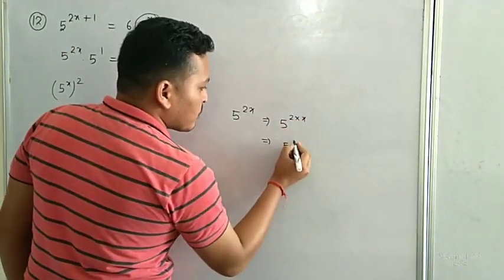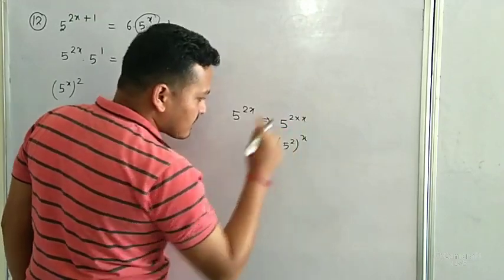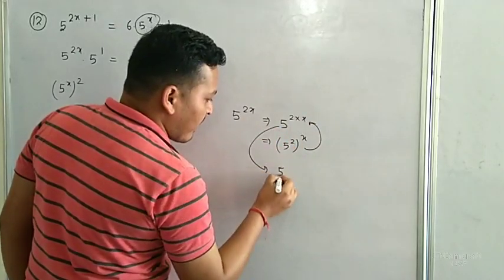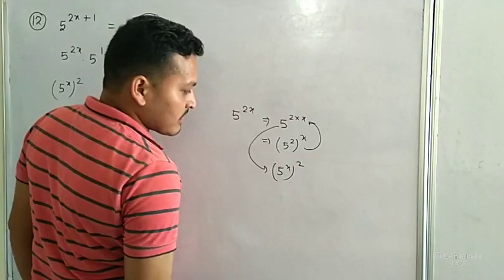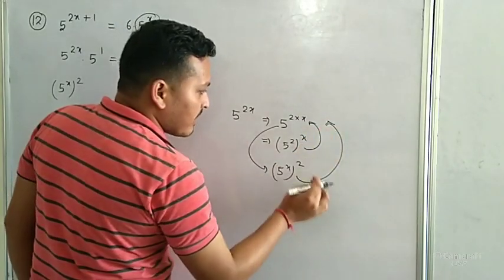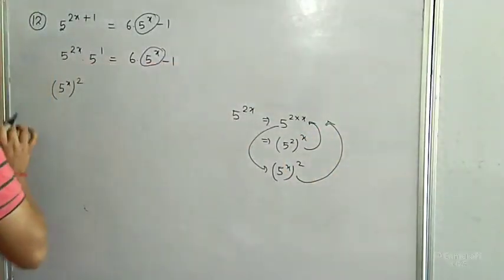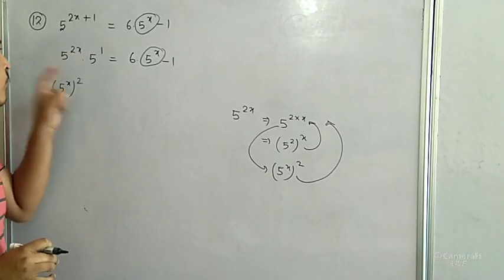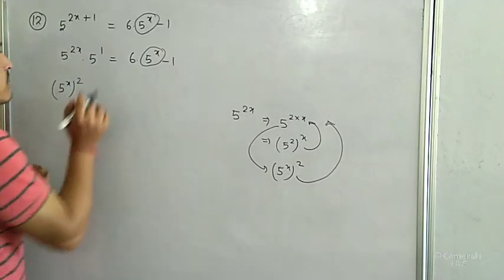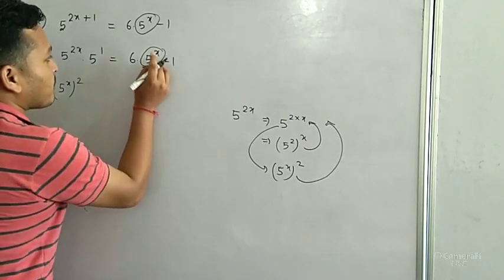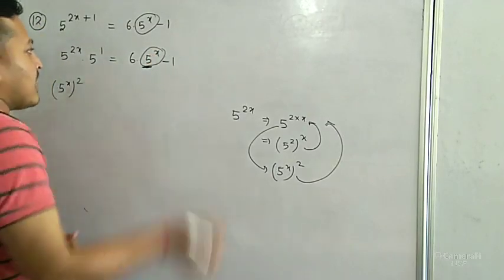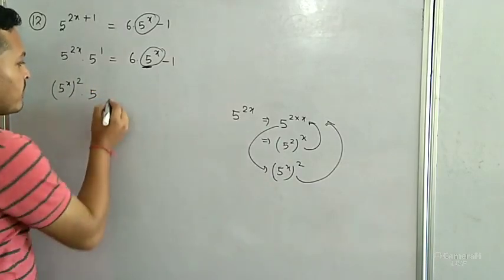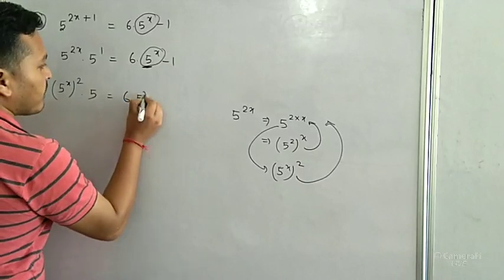Now can we write this in the form of 5 to the power x? It becomes 5 squared to the x, which is the same as 5 to the power x whole squared, that is 5 to the power x into 2. So I am writing 5 to the power 2x as 5 to the power x whole square. Why am I writing it this way? Because we need its partner, 5 to the power x, and we will let it be the same variable. So (5 to the power x) squared into 5 to the power 1, which means 5, is equal to 6 into 5 to the power x minus 1.